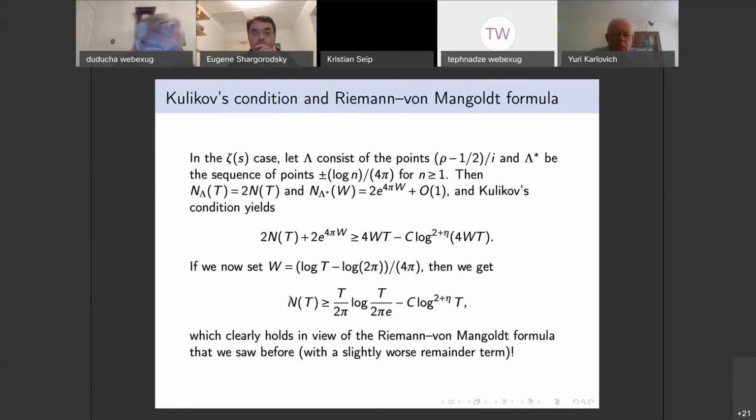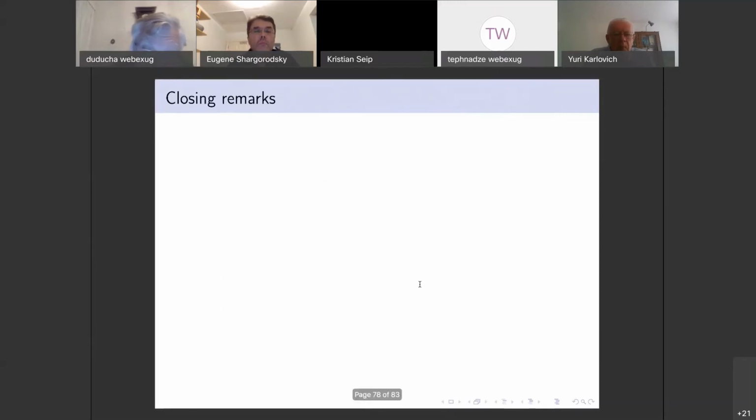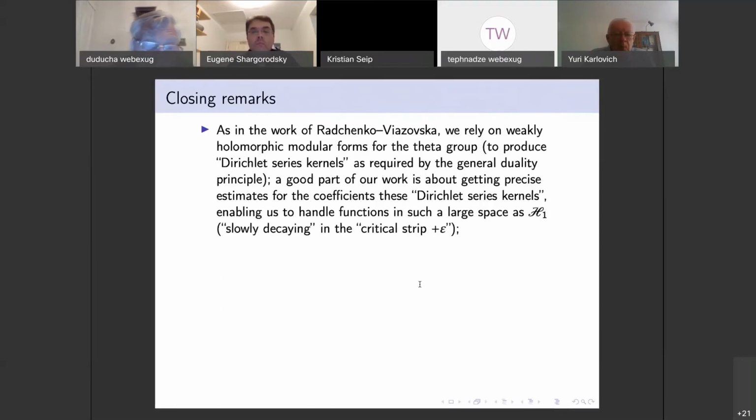So you see the Riemann-von Mangoldt formula appears then as some kind of, well, you could call it an uncertainty principle. In any case, I find this quite an interesting relation that you can obtain. Well, he doesn't get exactly the Riemann-von Mangoldt formula because it's an inequality, but it is interesting to see that you actually get down to this precise relation, I think. Okay, so what else is there? I think I have some closing remarks.